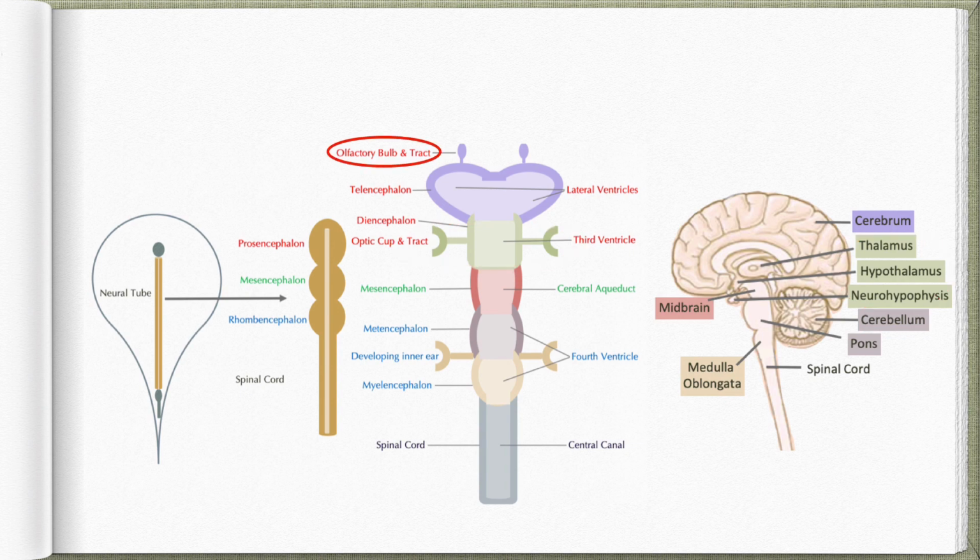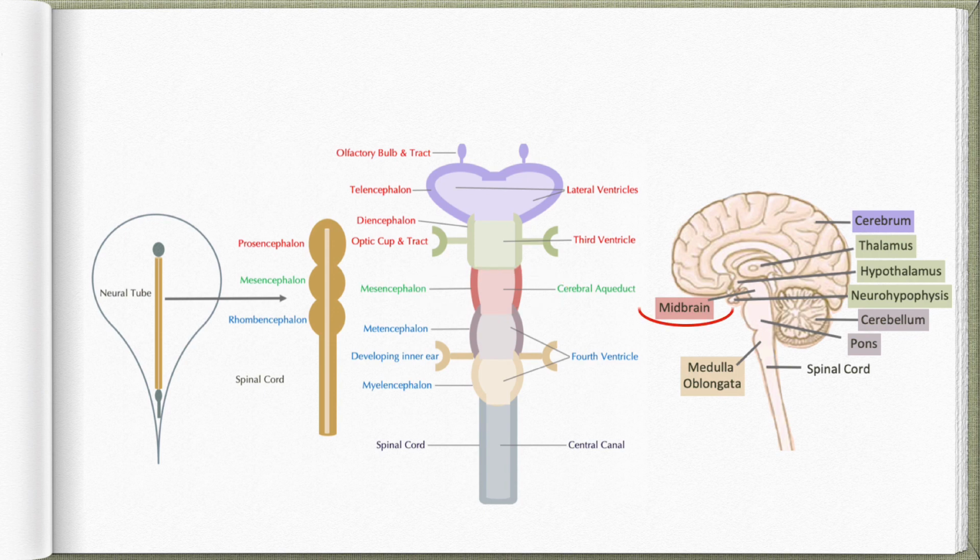Olfactory bulb and tract grow as an outgrowth from the telencephalon, and the cavity of the neural tube in the telencephalon region will form the lateral ventricles, 1 in each of the cerebral hemispheres. Optic cup and tract develop as the outgrowths from the diencephalon, and the cavity of the neural tube at the level of diencephalon forms the 3rd ventricle. Mind you, there are 2 lateral ventricles, so this gets the name as the 3rd ventricle.